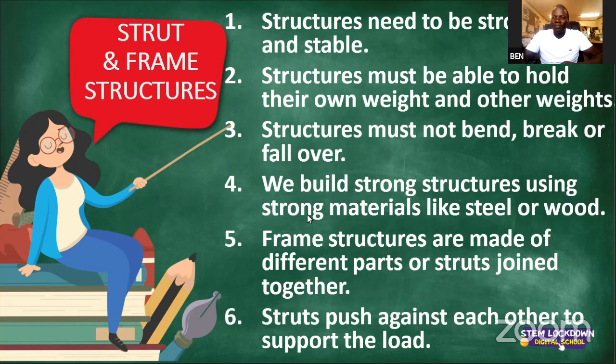Number 2, structures must be able to hold their own weight and other weights. Now, if there is a structure, you must be able to put things on top. Before you put things on top, it must also be able to hold its weight. Some structures that are very poorly constructed cannot hold their place. They can even fall on their own without external force acting on them.